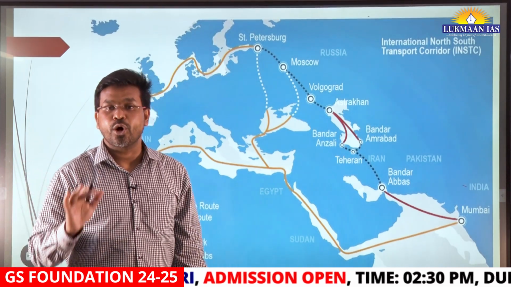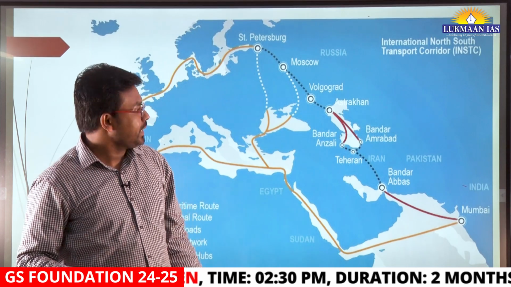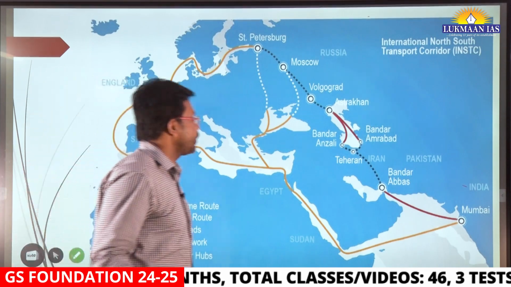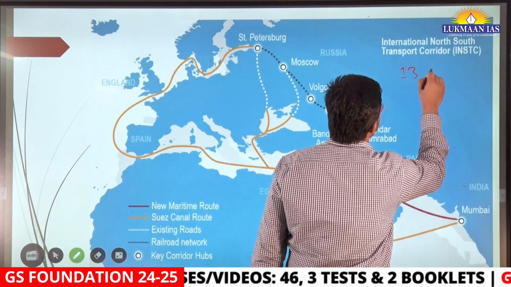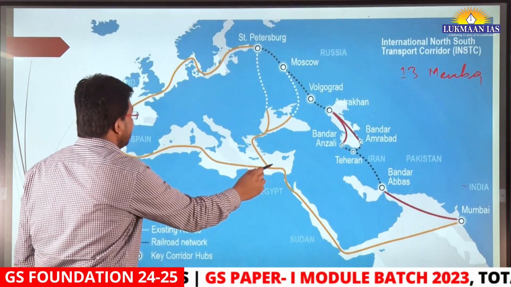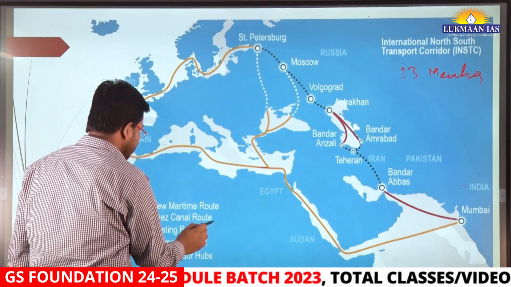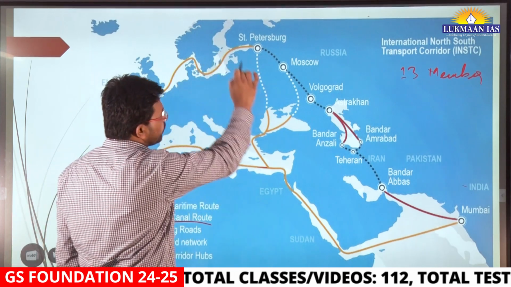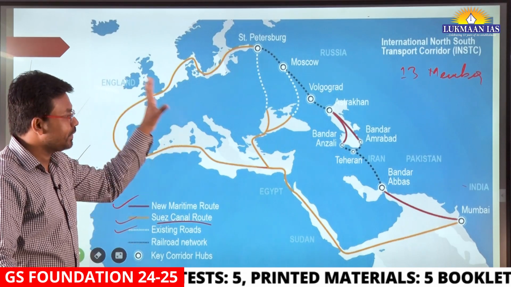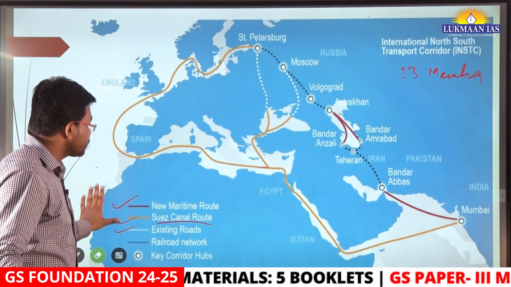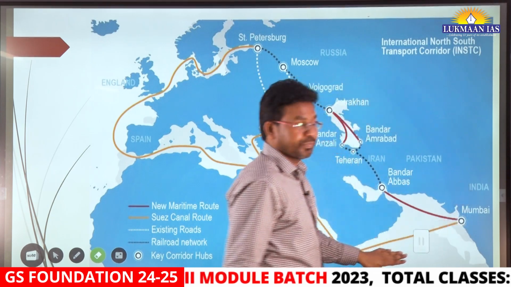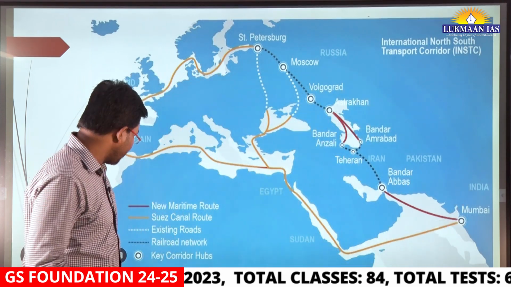And this image is very important. It shows the international north-south transport corridor, and Iran is a member of it, India is a member of it. As part of this corridor, there are 13 member countries. The routes you can see over here are the new maritime route, Suez Canal route, and existing roads. It's very important that you pause the video and go through this route. If possible, draw this route once again, and also learn about the member countries of this international north-south transport corridor, because it can be asked in the prelims exam, right?